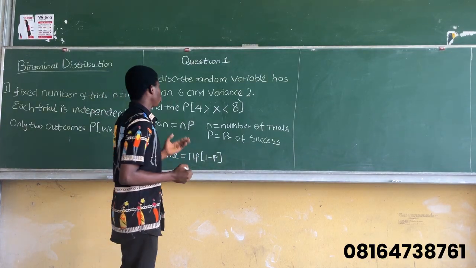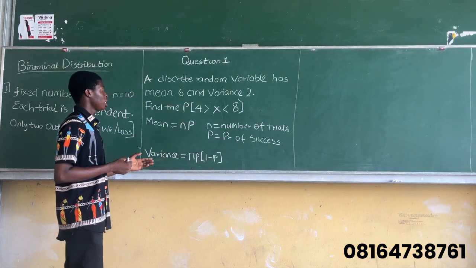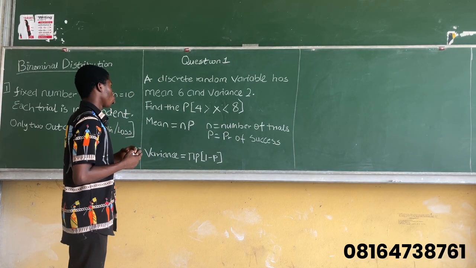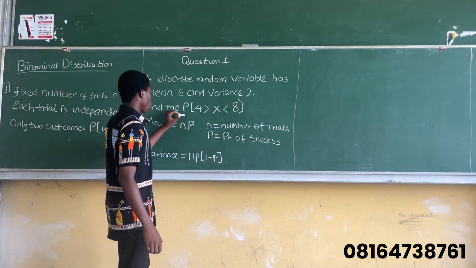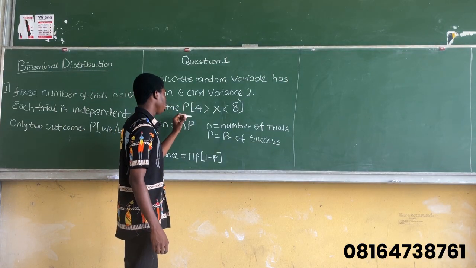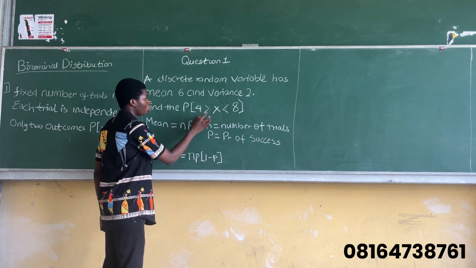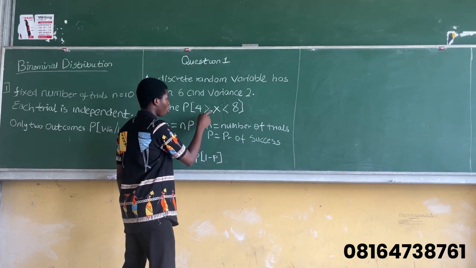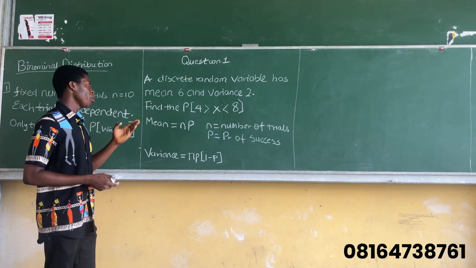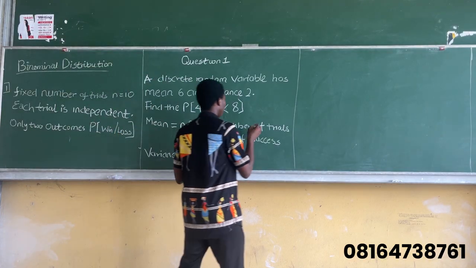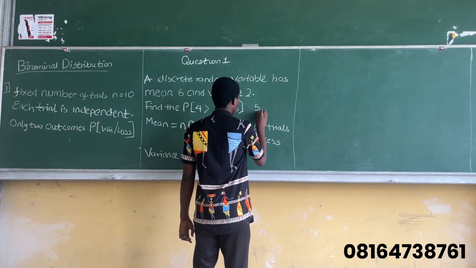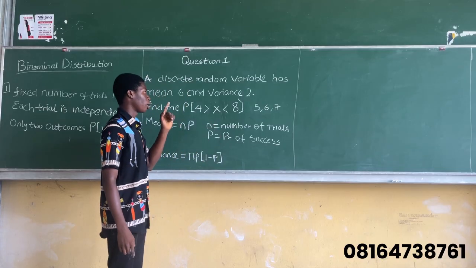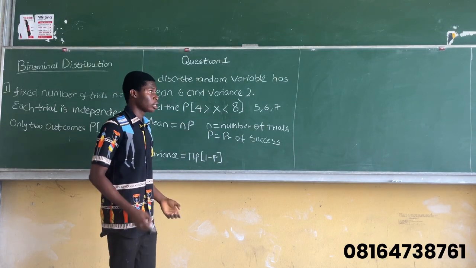We are going to be walking through a sample problem whereby it states that a discrete random variable has mean 6 and variance 2. They say we should find the probability that x falls between 4 and 8. If you think about this, what numbers are greater than 4 but less than 8? We have 5, 6, and 7. So these are the numbers that are greater than 4 but less than 8.